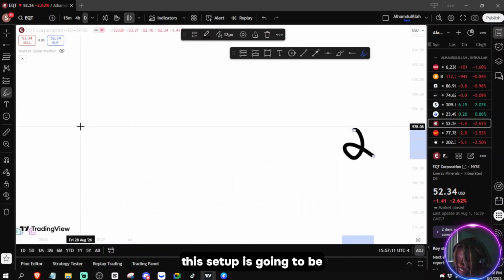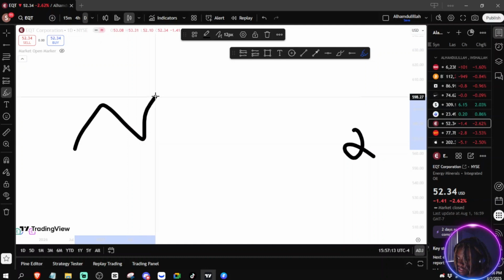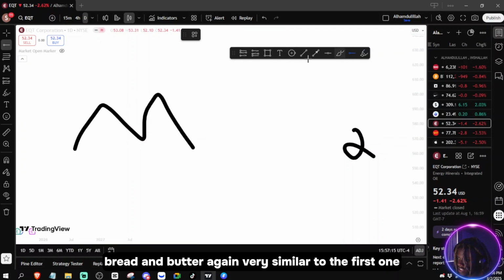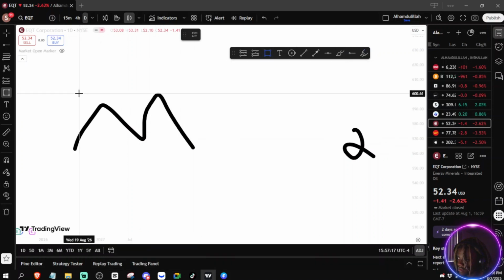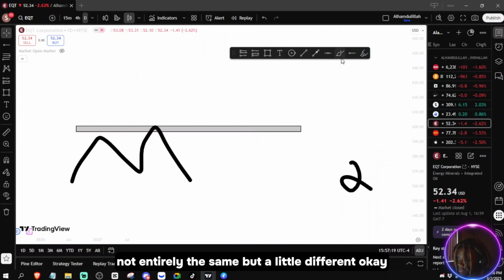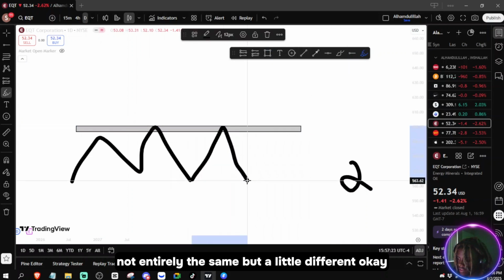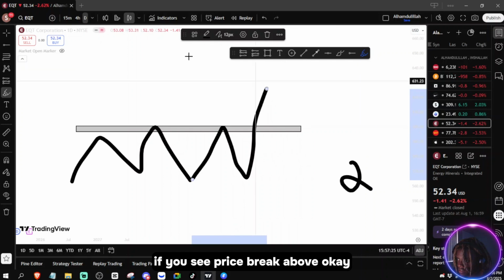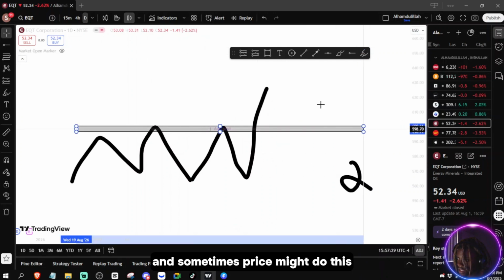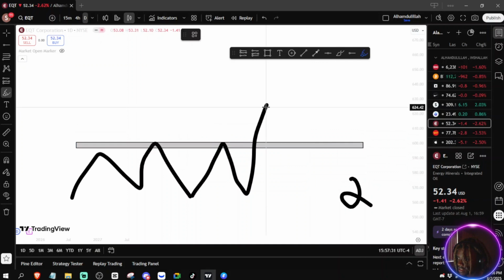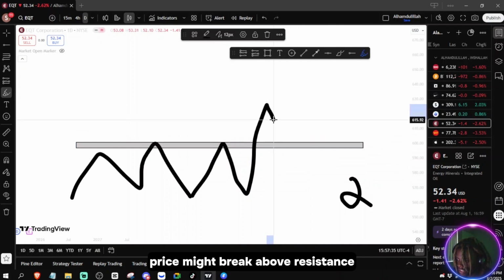This setup is going to be bread and butter again. Very similar to the first one. Not entirely the same, but a little different. If you see price break above, and sometimes price might do this, price might break above resistance and turn it into support.